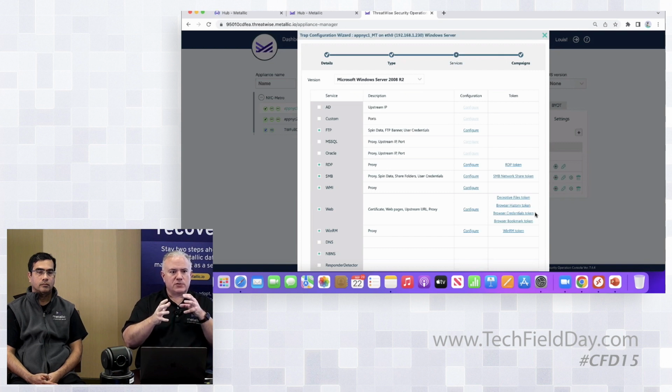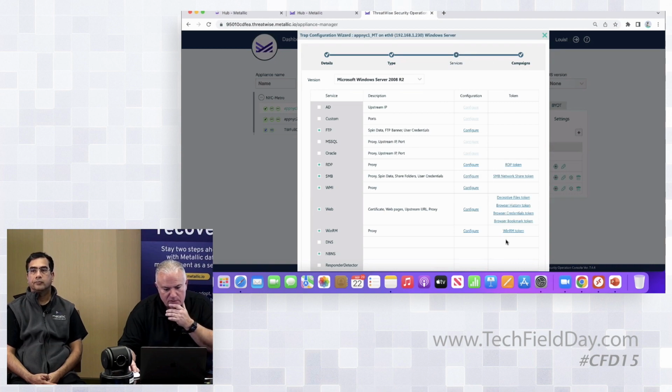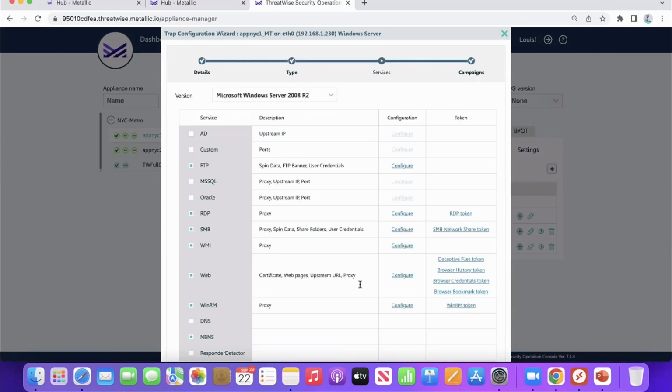So the tokens change based on the trap type, the sensor type. And they're highly customizable. Again, that's the configuration piece over here. You could create custom certificates, custom web pages, you could upstream if you wanted to, and so on and so forth. Does that answer your question? Yes. Okay. So the mass deploy option.